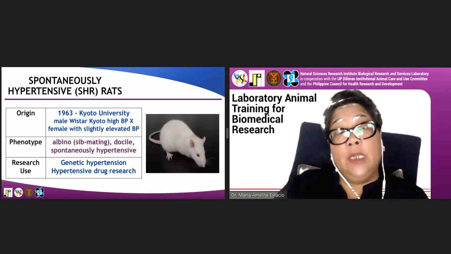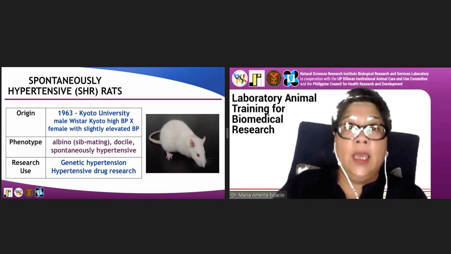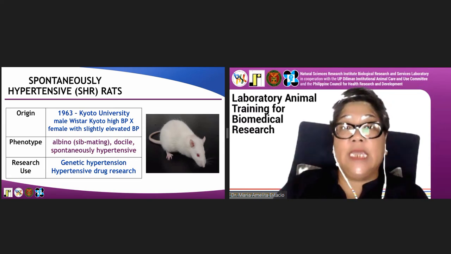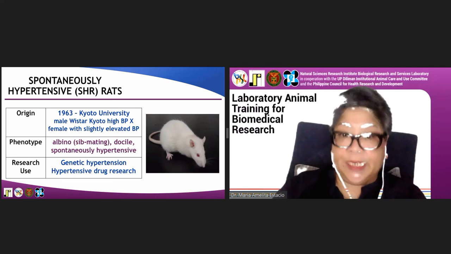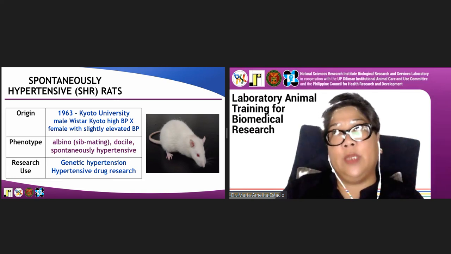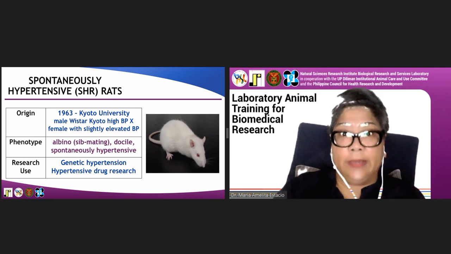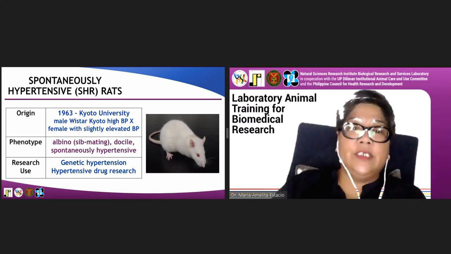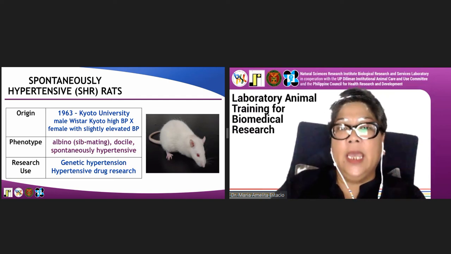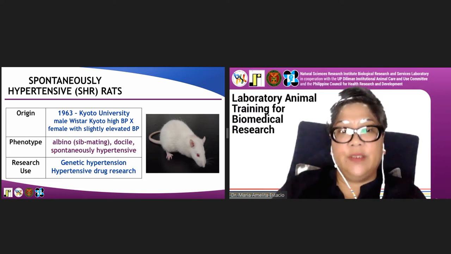Next, we've been doing research on hypertension, and this is the model that we're using right now. This is the spontaneously hypertensive rat that was developed in Kyoto University. Usually their blood pressure is between 140 over 160 or 140 over 200, all throughout. So it's a very good model for genetic hypertension. And right now we're doing a lot of research on hypertensive drug compounds, and this is the popular model to use for drug research and development for hypertension.